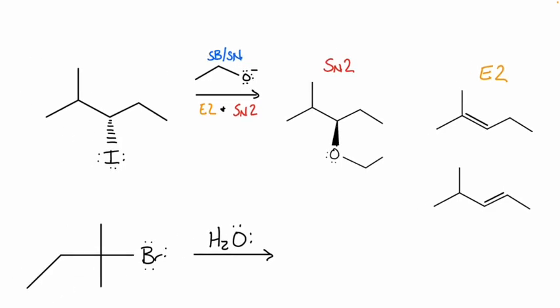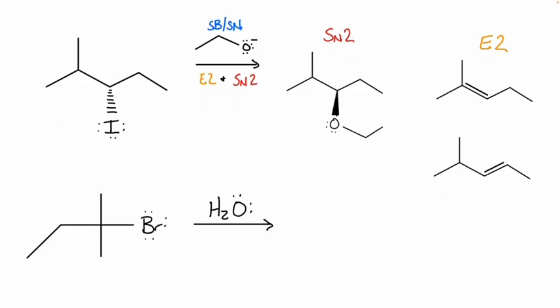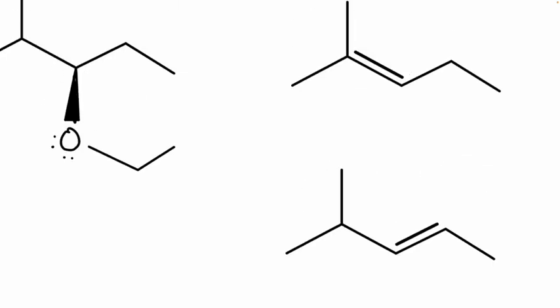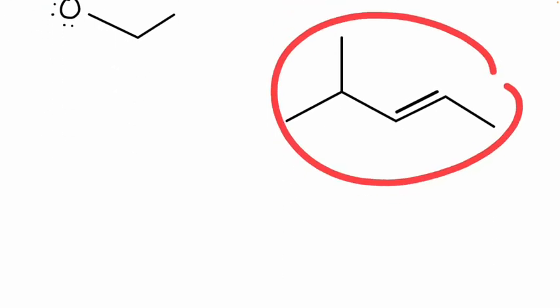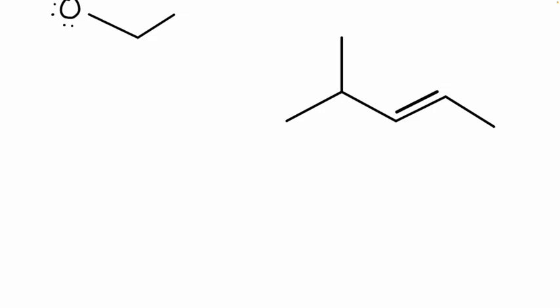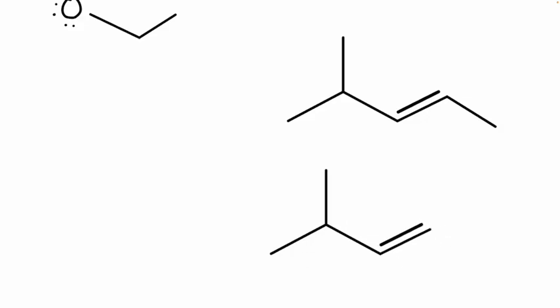Do I have any additional elimination products? Actually don't in this case. Why not? Oh, I guess I do down here. Yeah, you're right. I have one. I don't have an extra one up here because these 2 are identical, but I do have one more down here. The Z. So here's the E. Here's the Z.